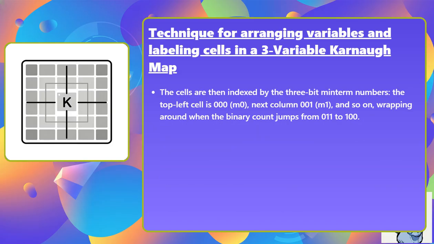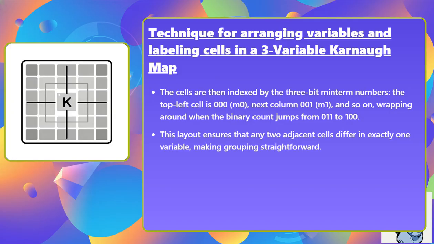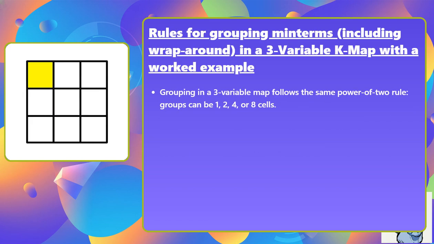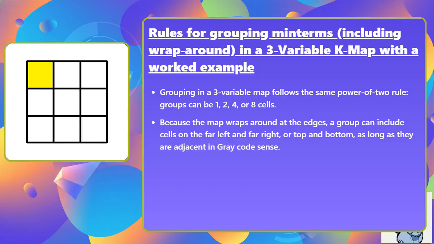The cells are then indexed by the 3-bit minterm numbers: the top left cell is 000, M0, the next is 001, M1, and so on, wrapping around when the binary count jumps from 011 to 100. This layout ensures that any two adjacent cells differ in exactly one variable, making grouping straightforward. Grouping in a three-variable map follows the same power of 2 rule. Groups can be 1, 2, 4, or 8 cells. Because the map wraps around at the edges, a group can include cells on the far left and far right, or top and bottom, as long as they are adjacent in the Gray code sense.